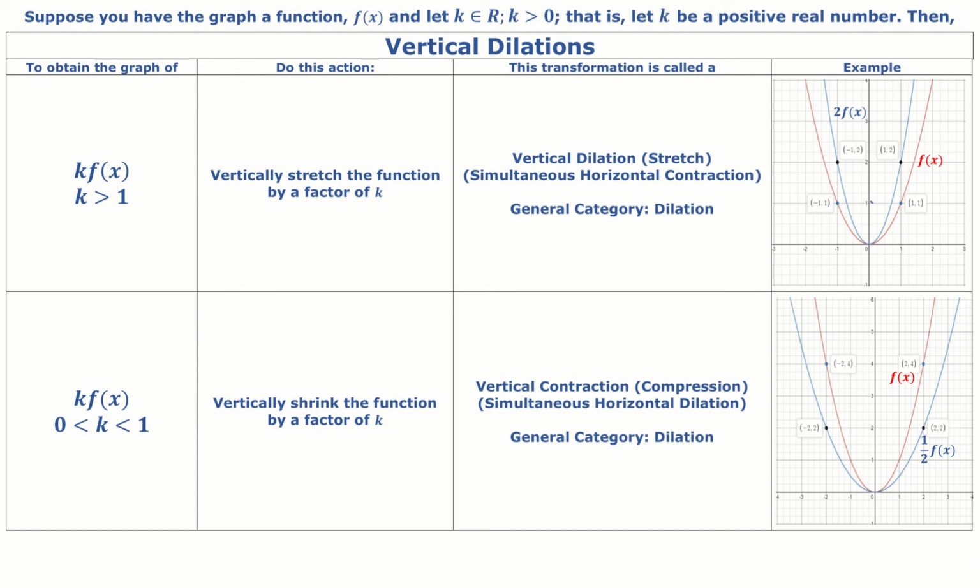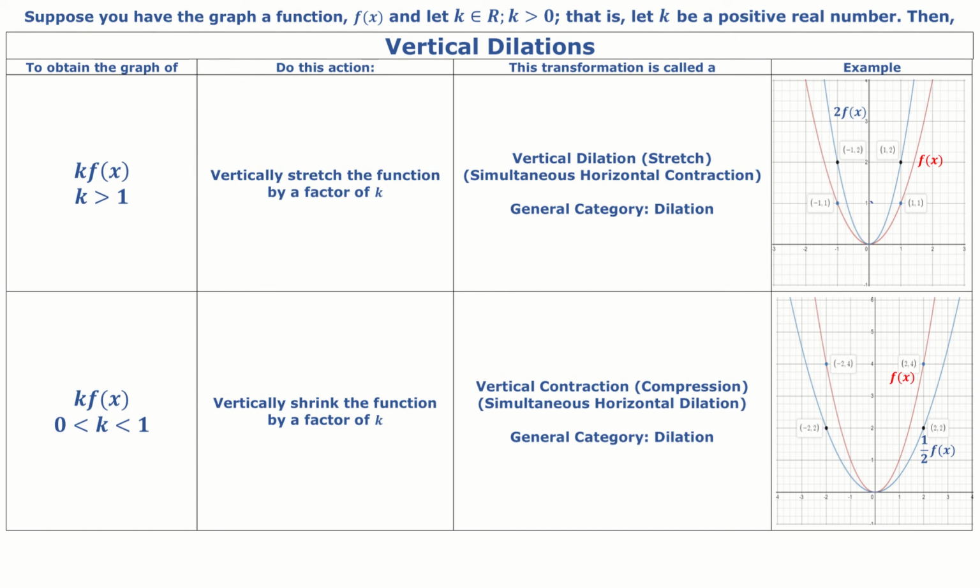So when you see k times f of x, as long as k is greater than 1, you're going to vertically stretch the graph of f by a factor of k. If the constant happens to be between 0 and 1, such as 1/2 times f of x, then obviously all the y values are going to get halved. So therefore, this is going to be a vertical contraction, right? Or compression.